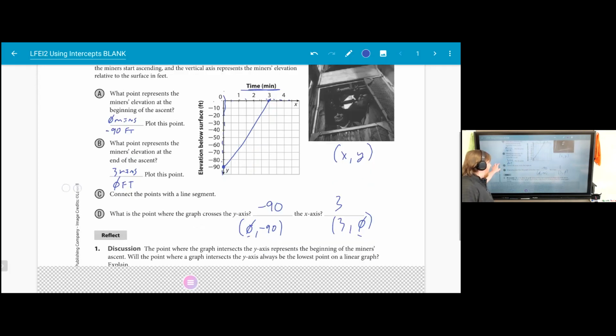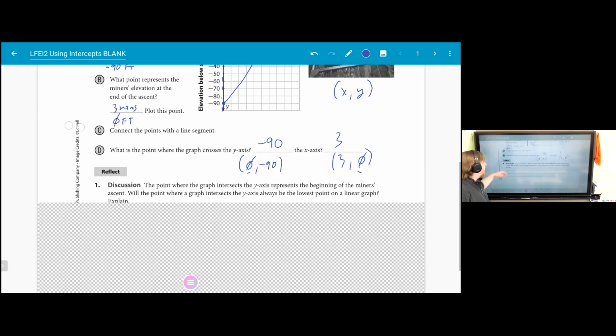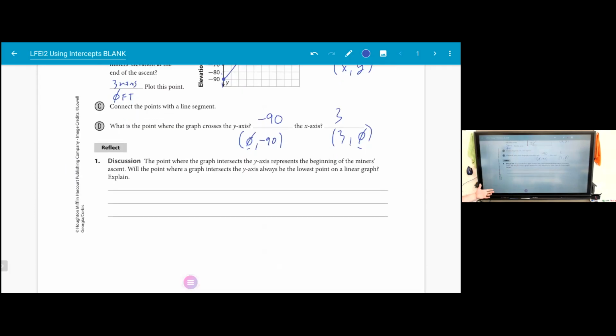So let's go ahead and look at this thing. It says the point where the graph intersects the y-axis. And the question is, will the point where a graph intersects the y-axis always be the lowest point on a linear graph? The answer is no. Because you might have a graph that looks like this. And would the y-intercept be the lowest point? No, it will not.